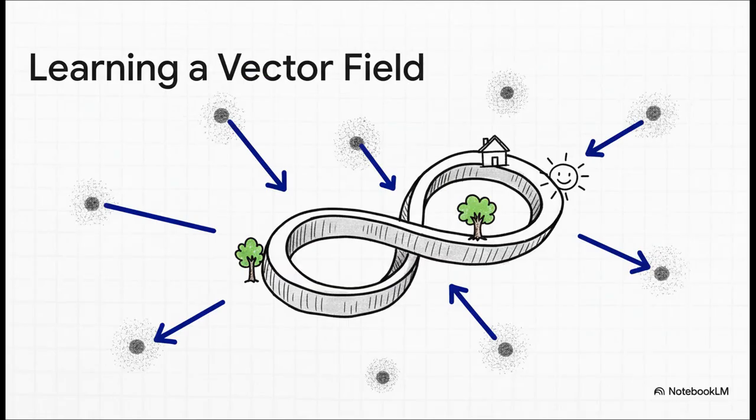To really get this, try to picture it. Imagine that every possible realistic image in the universe exists on some kind of complex, twisty surface in a massive, high-dimensional space. When we add noise, we're basically knocking a point off that surface into a huge ocean of static. What the AI learns is a vector field. You can think of it like a giant map of arrows. No matter where you are in that ocean of noise, the AI has learned which arrow to follow to get back to the closest spot on that realistic surface.